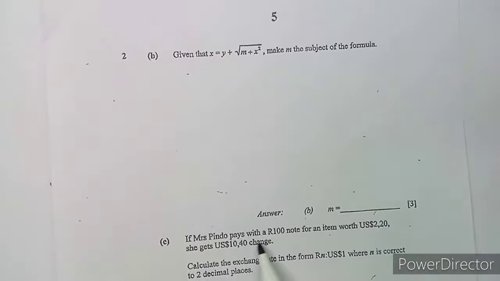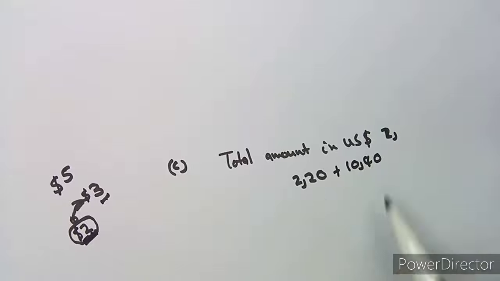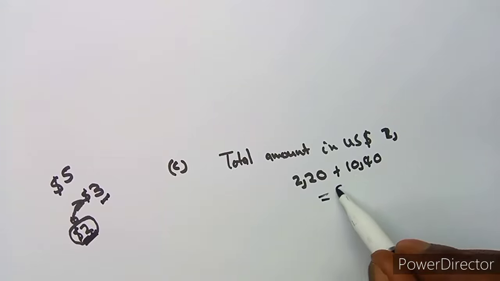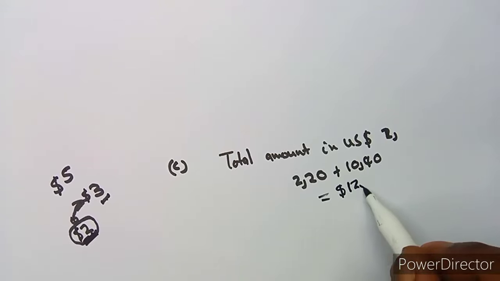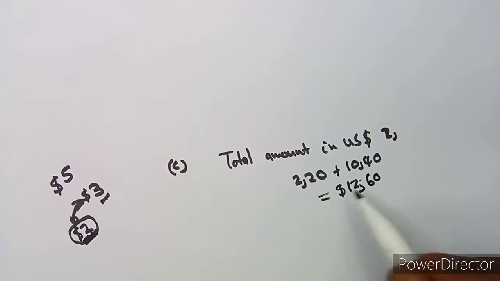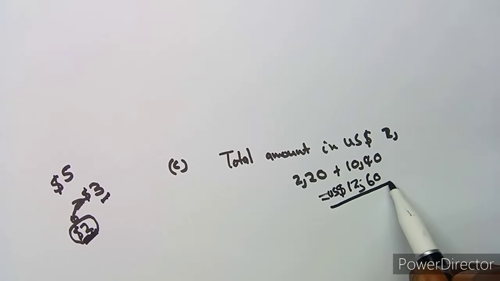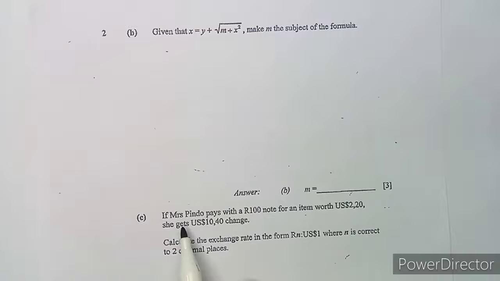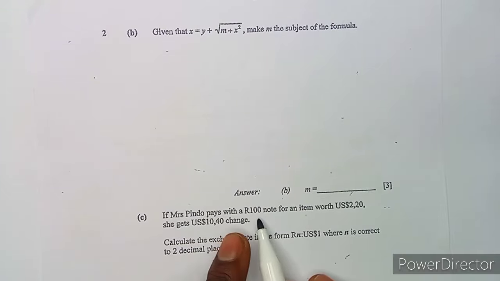So this is paper 2. Use your calculator, guys, to add these two. You're going to obtain $12.60 if you add properly. So this is going to be $12.60. Mind you, these are US dollars. All right, so this is the total price that was equivalent to what Mrs. Pindo paid, but she's paying with a 100 Rand note.